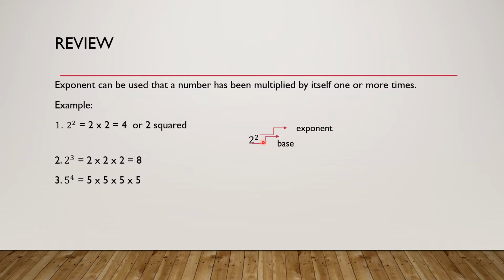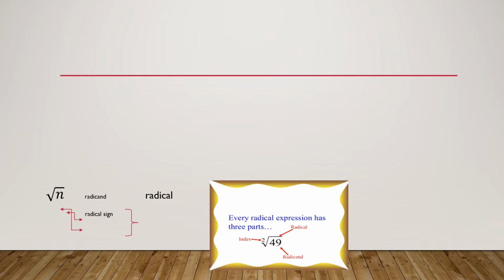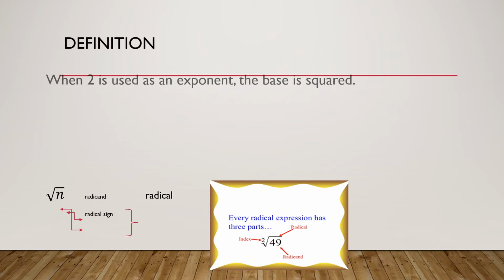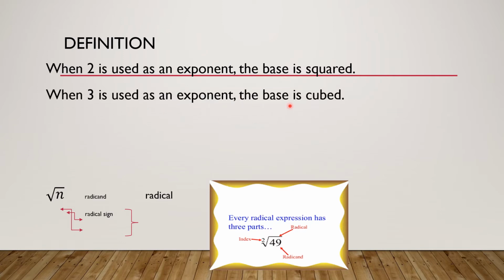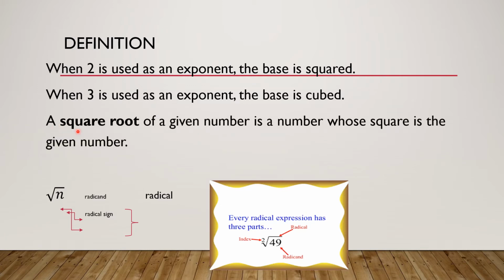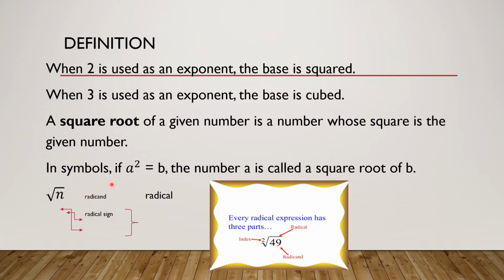Okay, so ano ibig sabihin yan? In the exponent, for example, in 2 squared, yung 2 na ito is our base, and yung nasa taas is our exponent. By definition, when 2 is used as an exponent, the base is squared. When 3 is used as an exponent, the base is cubed. A square root of a number is a given number whose square is the given number. In symbols, if a squared equals b, the number a is called a square root of b. So this is the symbol for square root.